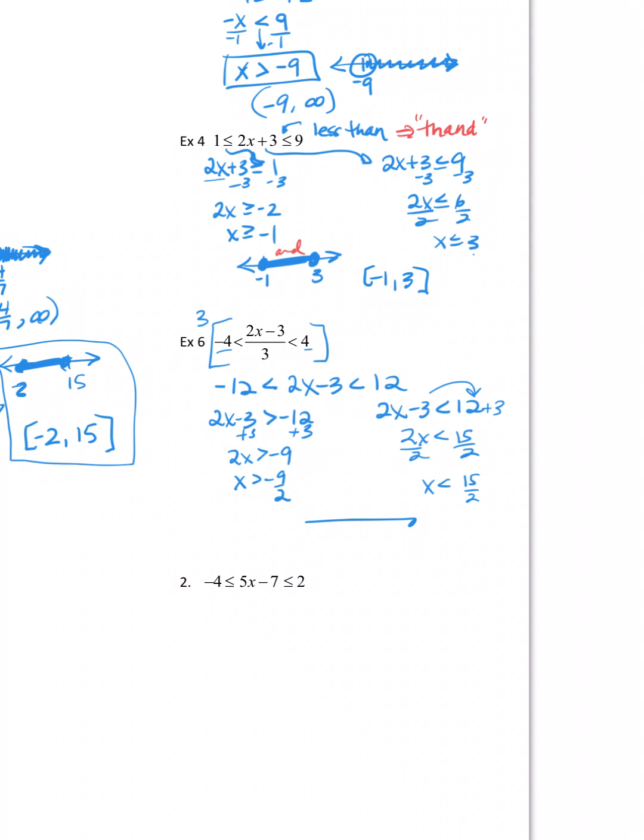All right, on the number line, what are we looking at? Negative 9 halves and 15 halves. These get open circles, right? They can't equal these, but they are between them. So my interval notation would then be negative 9 halves to 15 halves, but using parentheses instead of brackets.